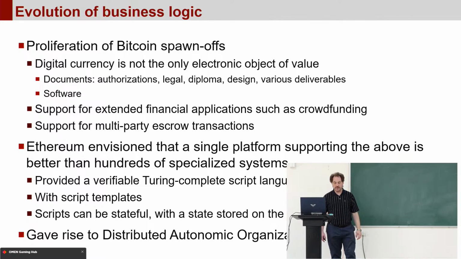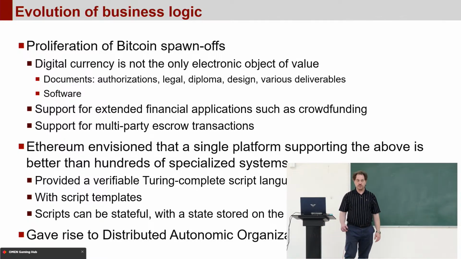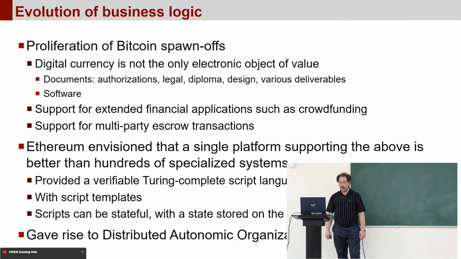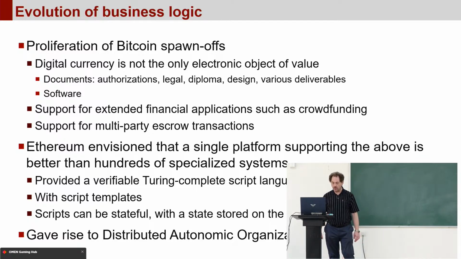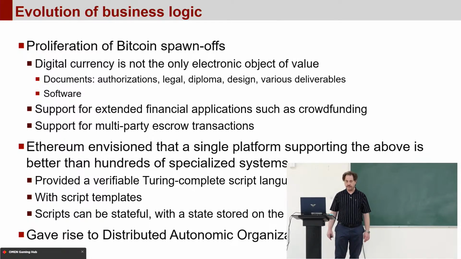People wanted to support multiple party escrow transactions where there would be one trusted party within the transaction only for that particular transaction. And in order to support that, there was a need to extend Bitcoin in a certain way. As a result, we ended up with hundreds of Bitcoin spawn-offs. Then Ethereum envisioned that a single platform supporting all different extensions is better than 100 specialized systems. So that's why we call Ethereum a platform, unlike Bitcoin.